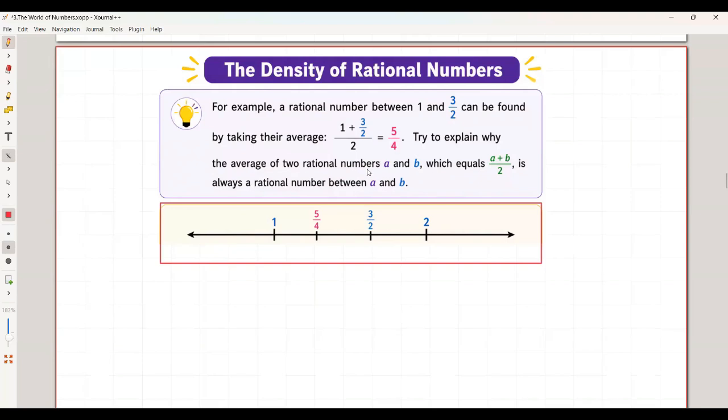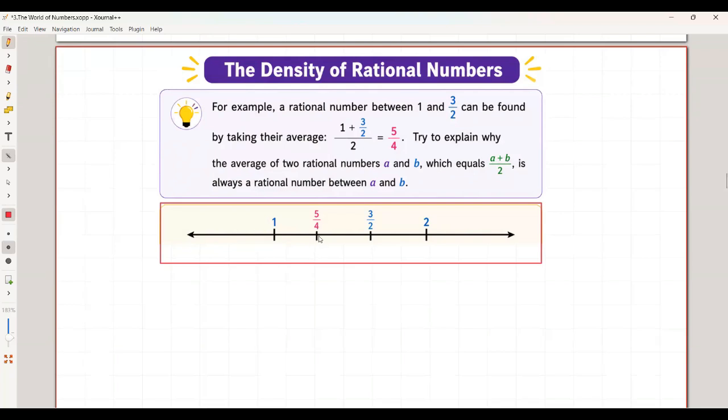If you take two rational numbers a and b, then (a plus b) by 2 is a rational number in between a and b. In this example, I have taken 1 and 3 by 2. To find the rational number in between, just add 1 plus 3 by 2 and divide by 2. You will get the average.